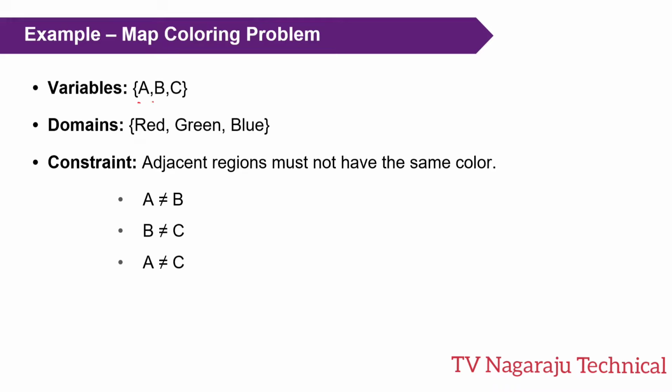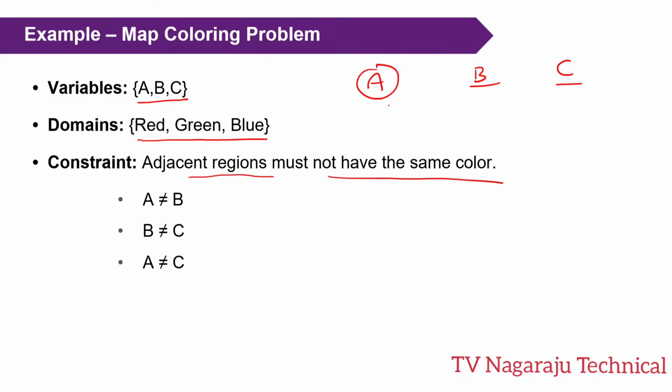Assume I have three variables A, B, C and three domains. Now what is the constraint I am adding? Adjacent regions must not have the same color. Observe, first I am taking A, B, and C. Initially all the variables have red, green, blue possible, RGB. Initially each variable has all possible domain values. Now, for example, if I fix the color red, assume A, B, C are in this pattern.